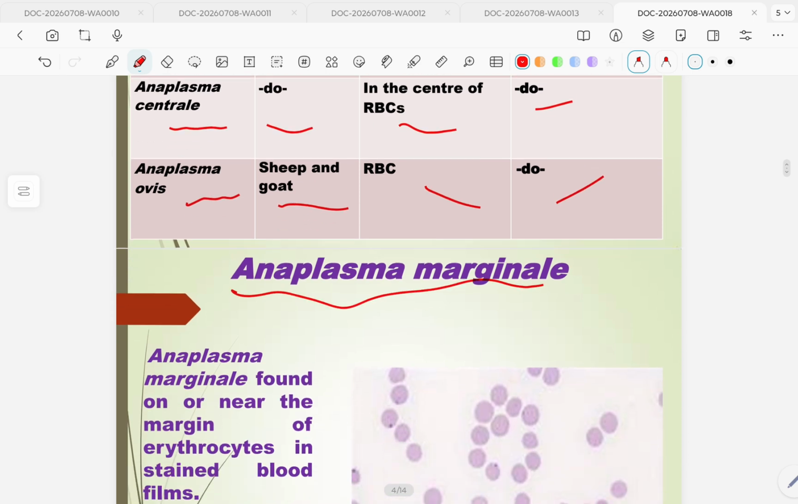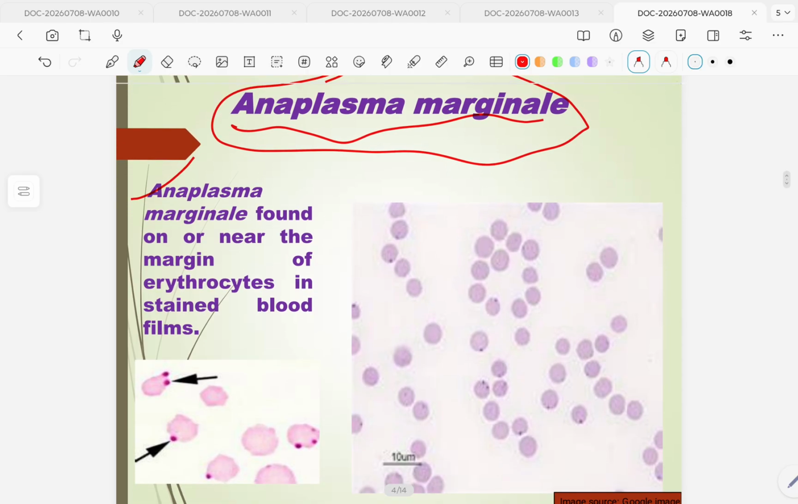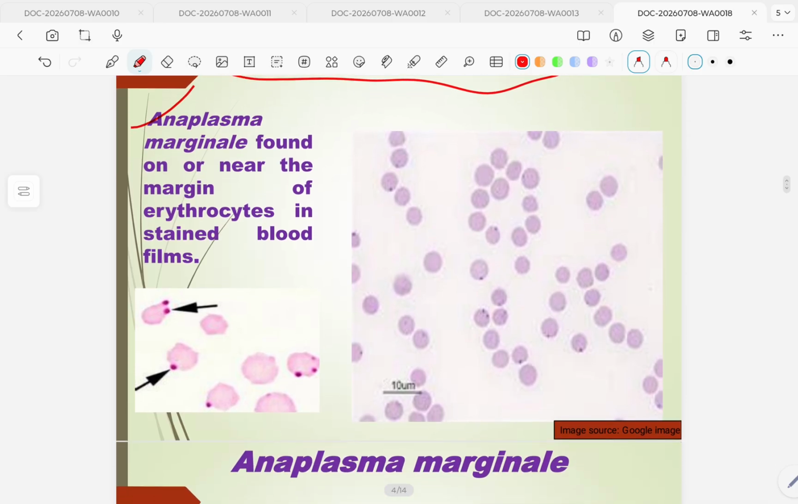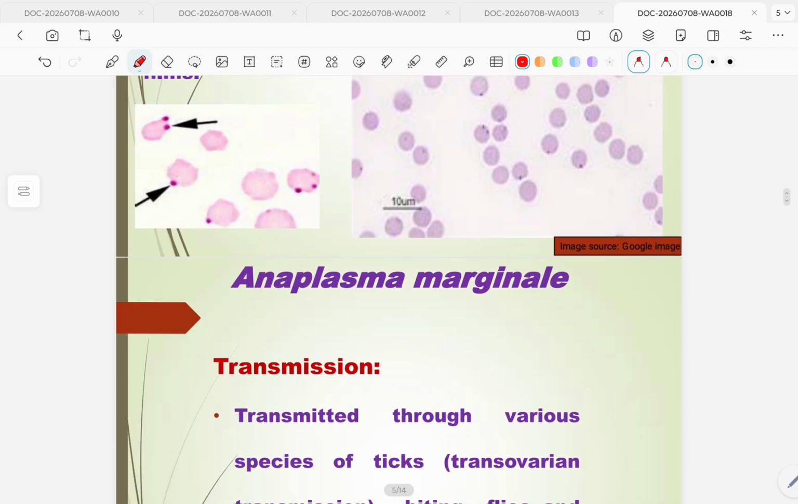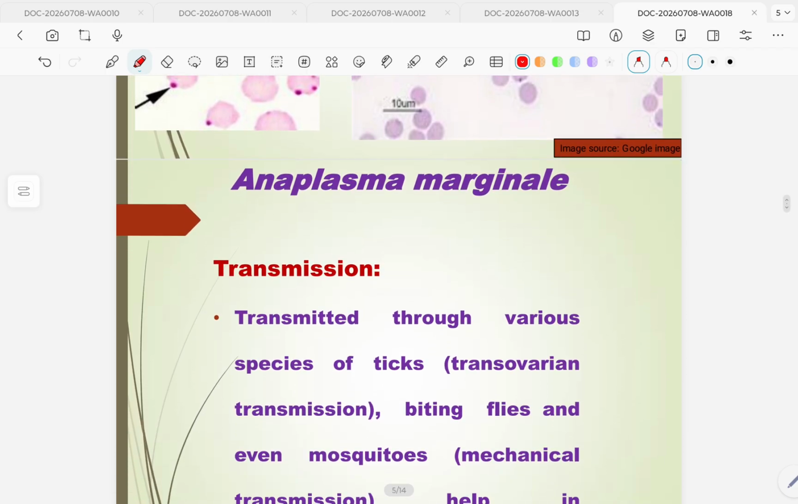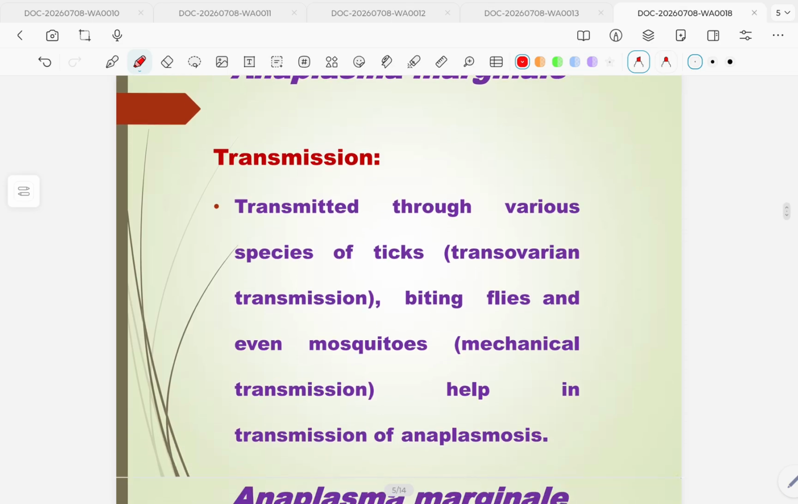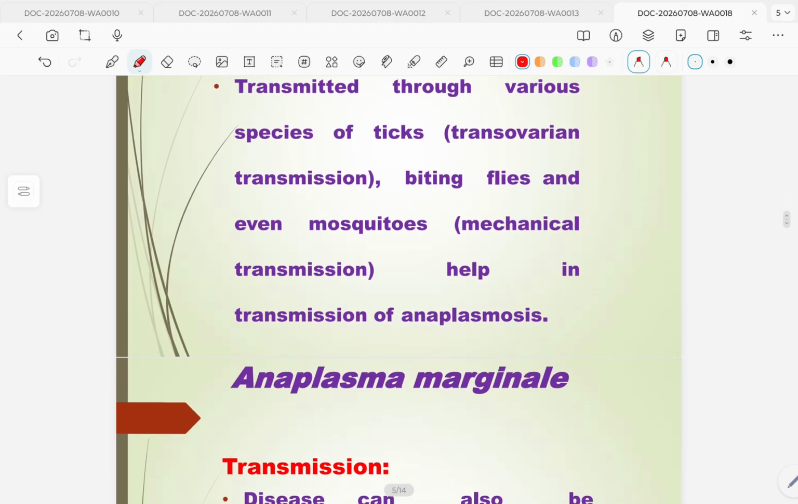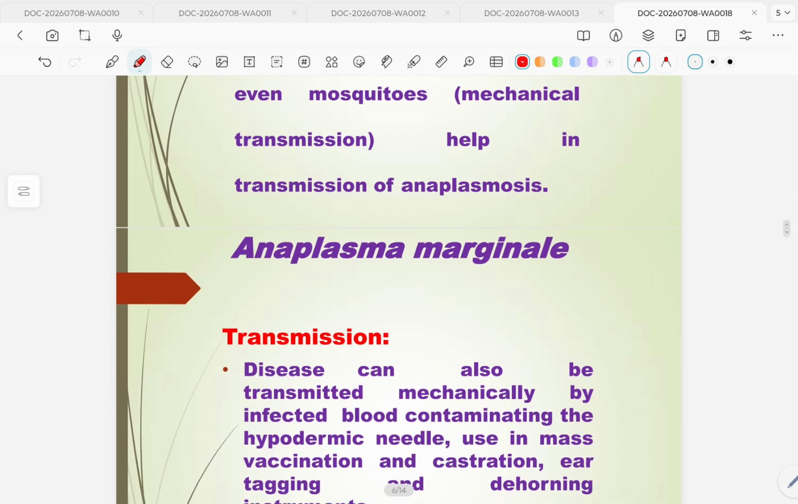Anaplasma marginale is found on or near the margin of the erythrocyte in stained blood films. Transmission: it is transmitted through various species of ticks, transovarian transmission, biting flies, and even mosquitoes. Mechanical transmission helps in the transmission of anaplasmosis.